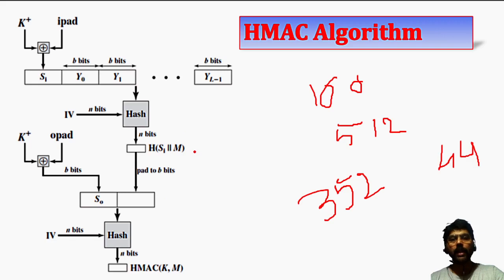This HMAC algorithm has almost the same execution time as the hash function. Means the hash function execution time is almost the same as this HMAC.